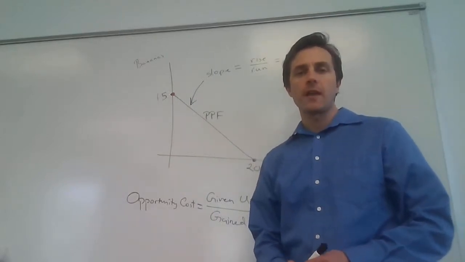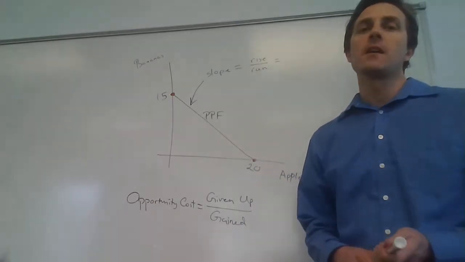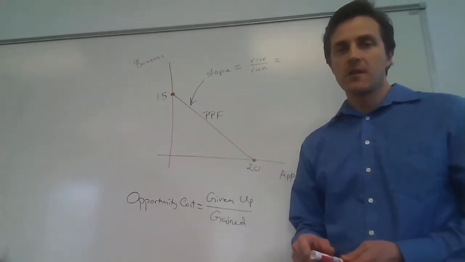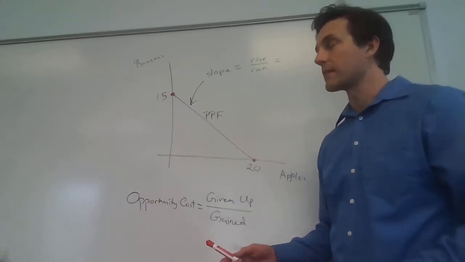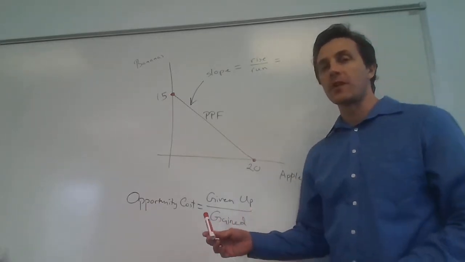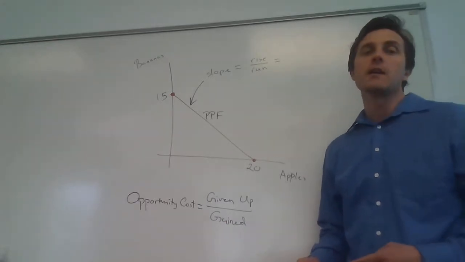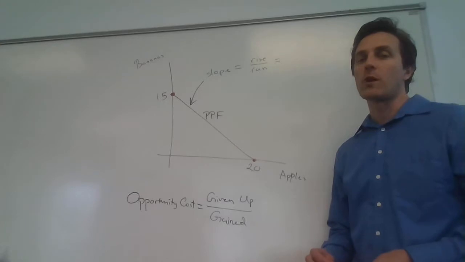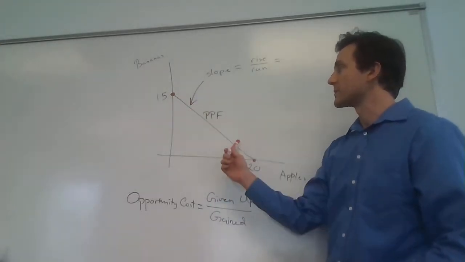All right, how do we calculate the opportunity cost of something based off of a production possibility frontier? In order to illustrate this, here's an example. We have the production possibility frontier for a farmer who can grow different quantities of apples and bananas. So here's their production possibility frontier.